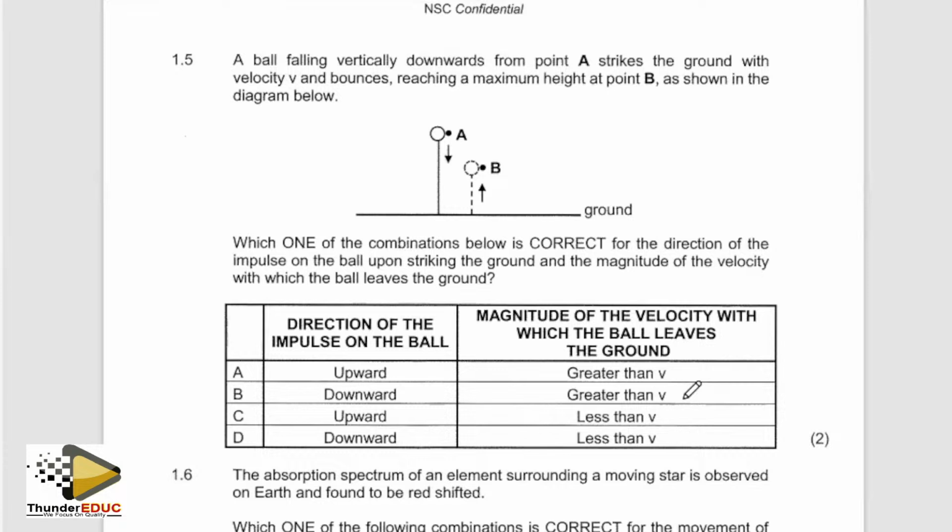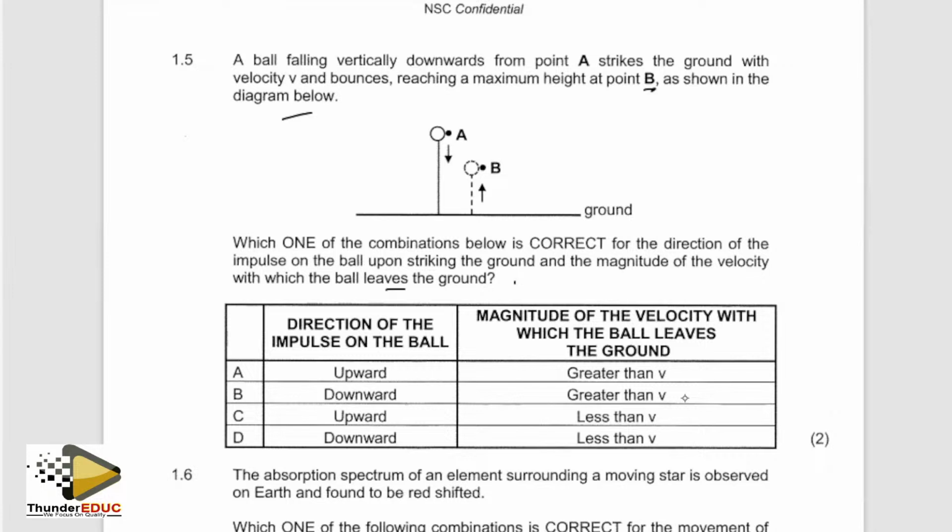1.5. A ball is falling vertically downwards from point A, strikes the ground with a velocity v, and bounces off, reaching a maximum height, as shown in the diagram below. Which one of the following combinations is correct for the direction of the impulse of the ball upon striking, and then the magnitude of the velocity with which the ball leaves the ground?